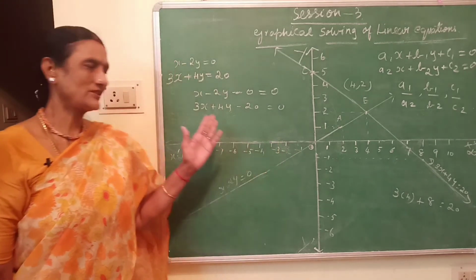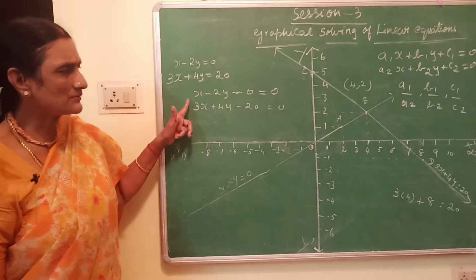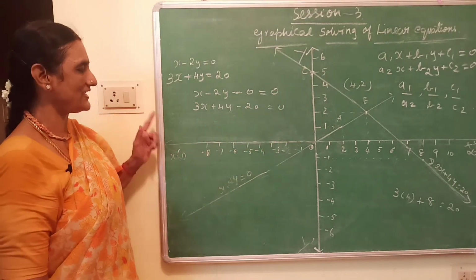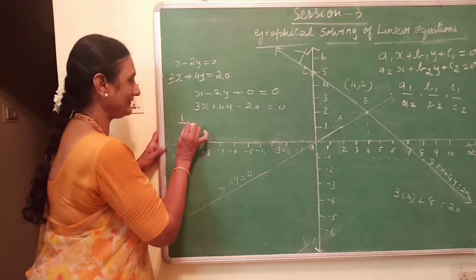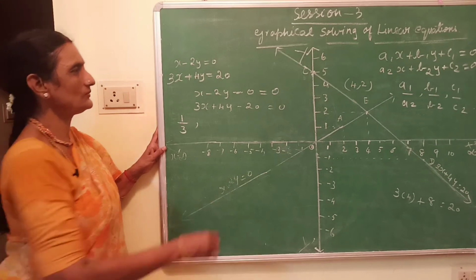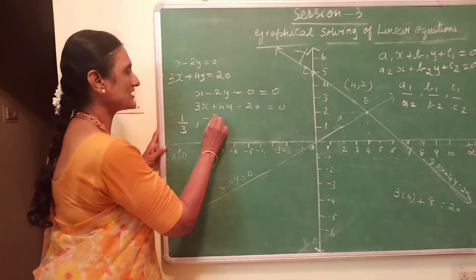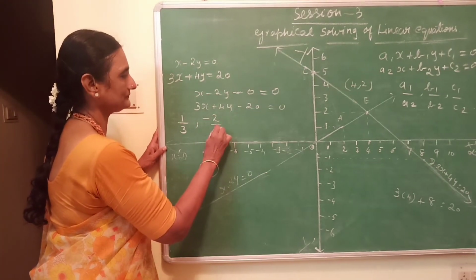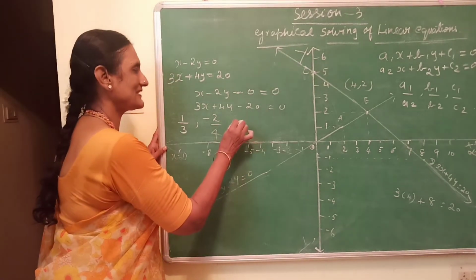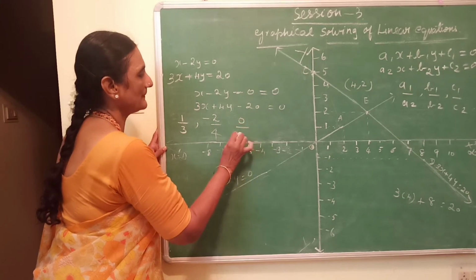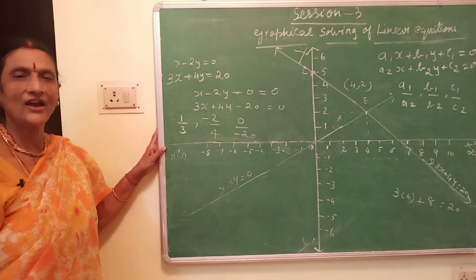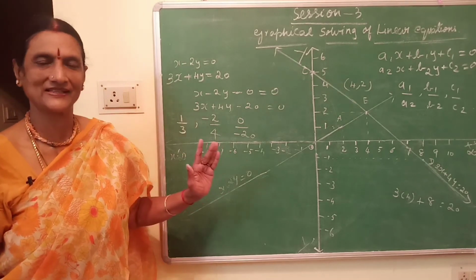Now, proceeding further, in this particular equation, can you tell me what is a1 by a2? It is 1 by 3. What is b1 by b2? It is minus 2 by 4. What is c1 by c2? It is 0 by minus 20. Now, you have to compare the three values.